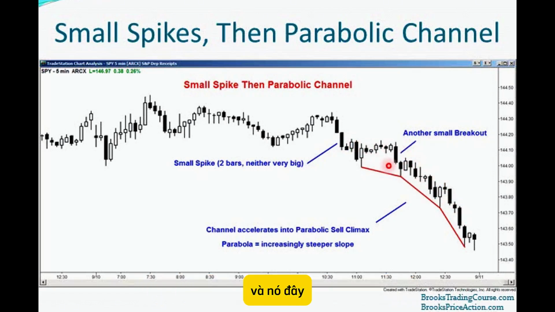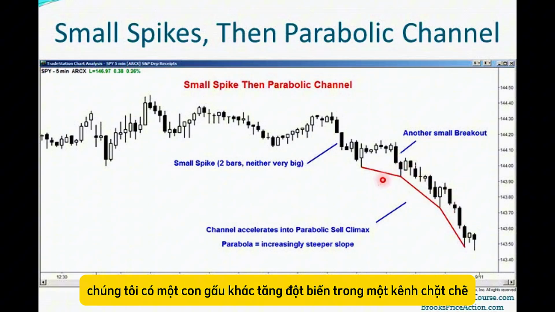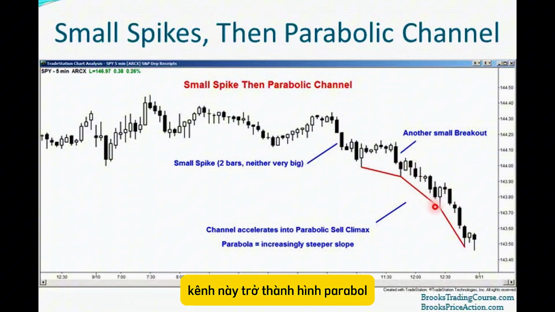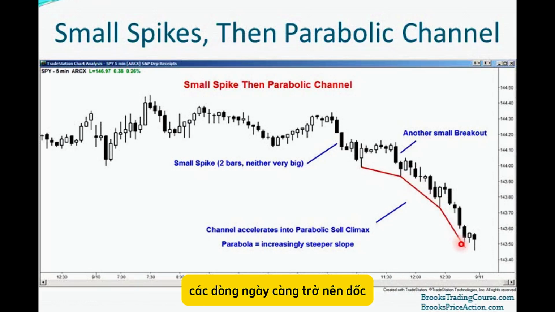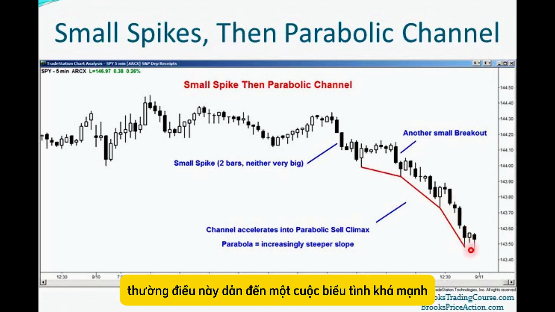And here it was. We have another bear spike and a tight channel. This channel became parabolic. If you draw lines connecting the lows, the lines became increasingly steep. So this is a parabolic sell climax. Usually this leads to a pretty sharp rally.